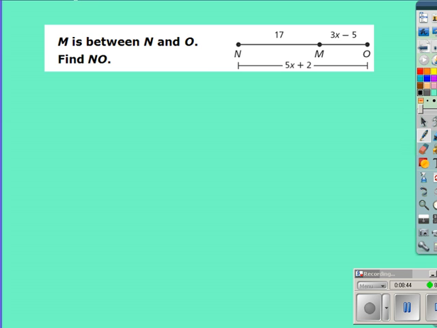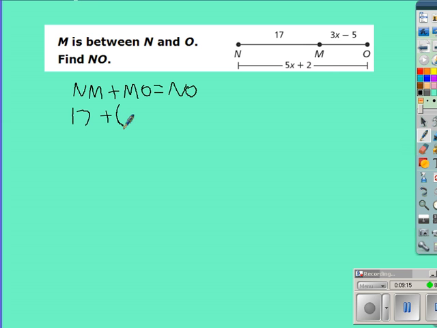I'm going to do a couple more problems here. M is between N and O. Find NO. So take a second, pause, see what you can do. All right, let's see how you did. We have our picture already, so I'm not going to have to draw that. I'm just going to set up my formula. I know that NM plus MO equals NO. Now plug in what I know. NM is 17.